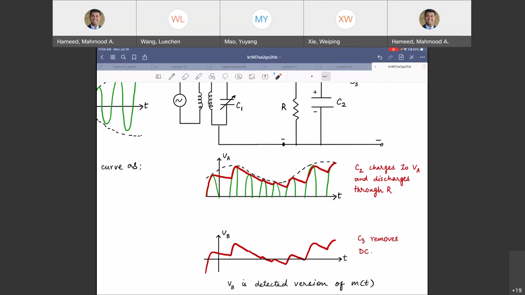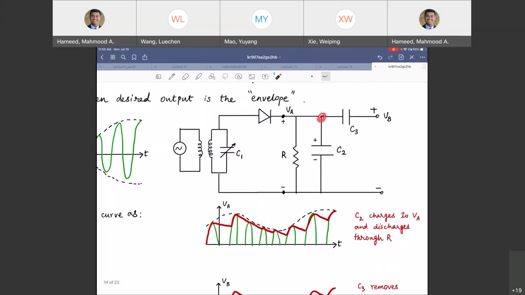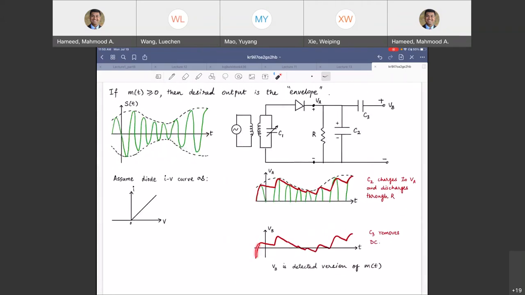Now, once you have that, you see here, the red signal is what you have across C2. Then you're using C3 to block DC. You bring it down to zero. The average is brought down to zero. Remove DC term. That's your VB. VB is the detected version of the message. So message was what? Message was something like this, right? Something like that. And we got red. You guys see that?